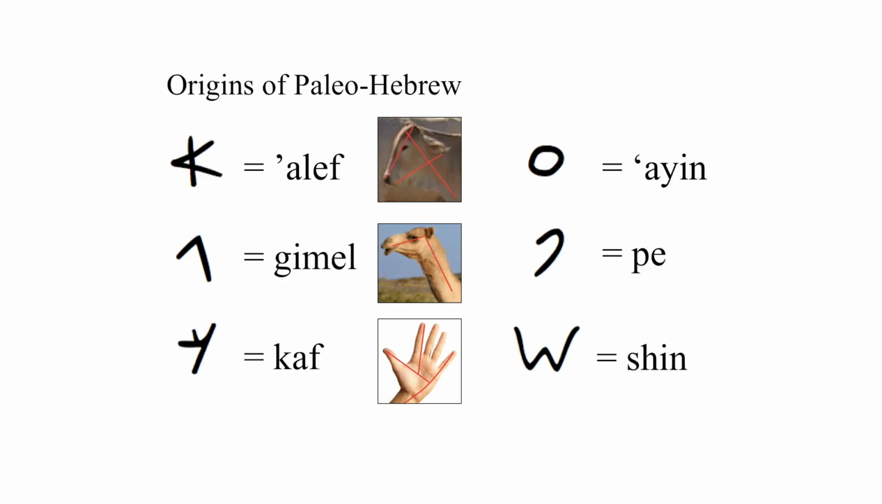And the same is true of the letter shin, or teeth. We don't pronounce the whole word, shin. We only pronounce the SH sound at the beginning of that word. So these Paleo-Hebrew letters help give you an idea of how the alphabet works in terms of its name and its pronunciation.